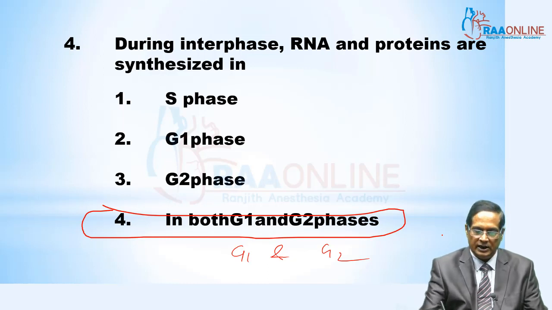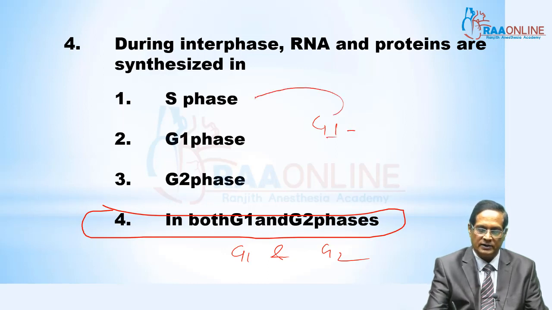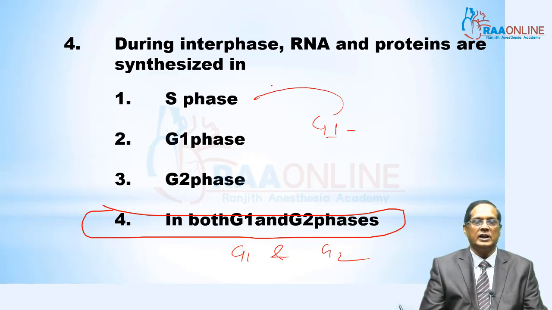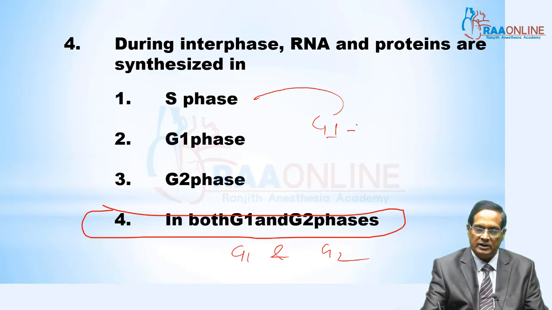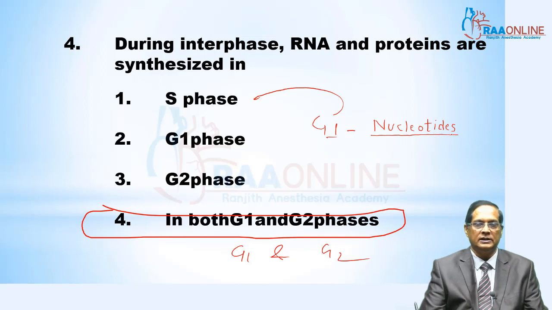In G1 phase, proteins required for the S phase are synthesized. That is, they are involved in the replication of DNA. And we can even say nucleotides are formed in G1 stage for the DNA synthesis. That is, preparation of S phase is seen in G1.